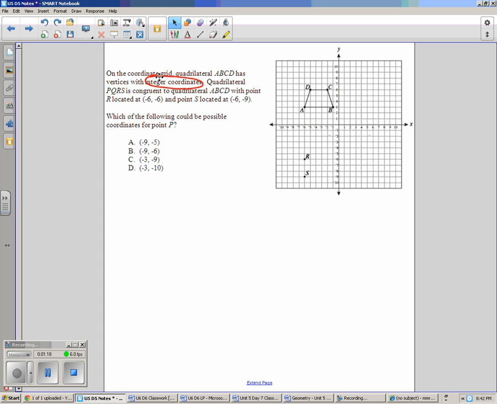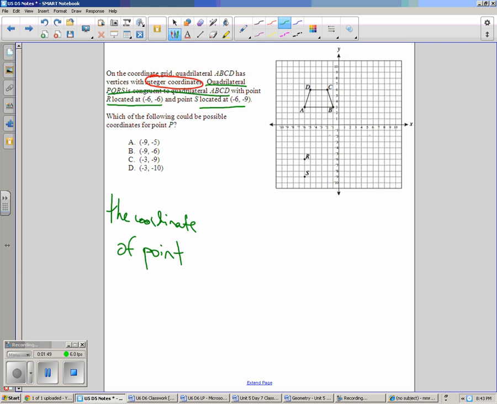Quadrilateral PQRS is congruent to quadrilateral ABCD. You see, this is important. With point R located at -6, -6, and point S located at -6, -9. Which of the following could be possible coordinates for point P? Okay, so what we're focusing on right now is the coordinate of point P. So that'll help me stay focused. By writing it down, I can stay focused throughout the problem as I'm working on it.